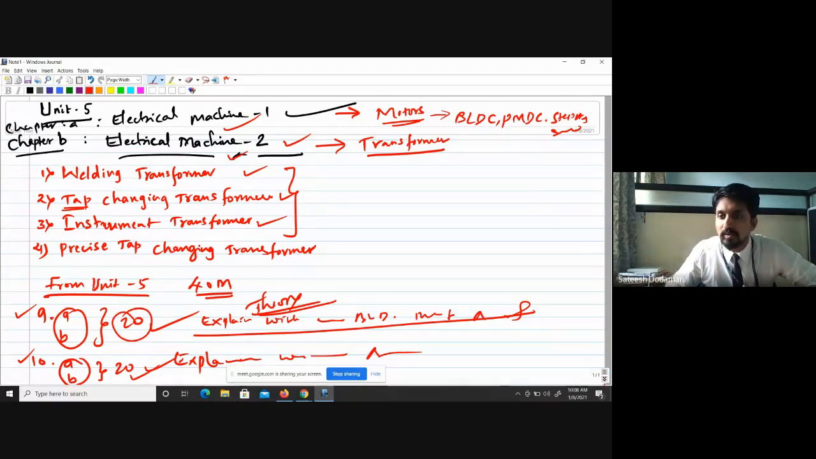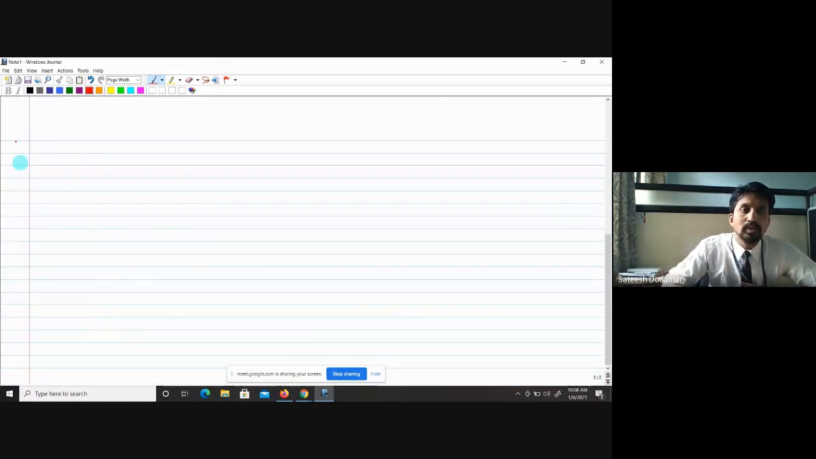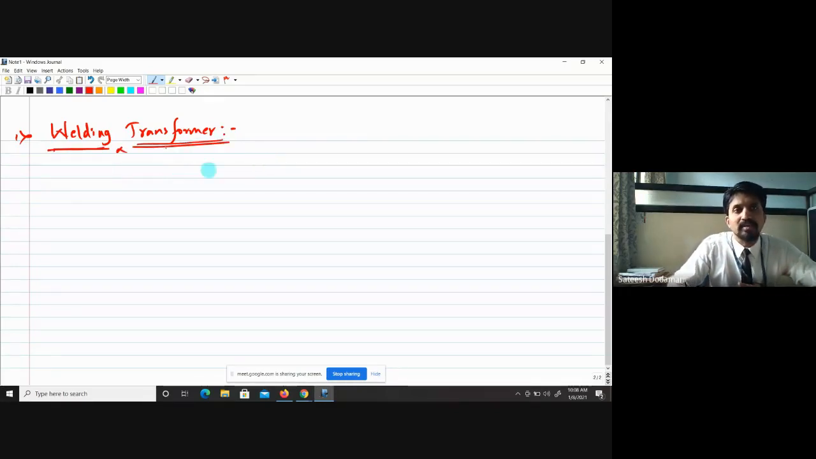Now let us move to electrical machine 2. First, let me start with the welding transformer. Let us try to understand this concept in a very simple way.